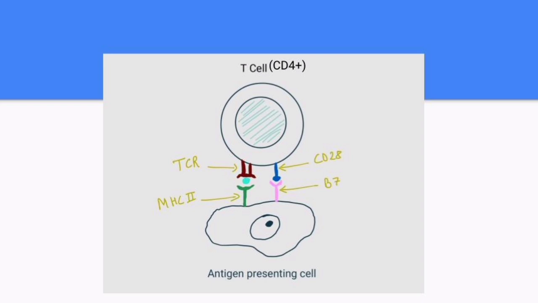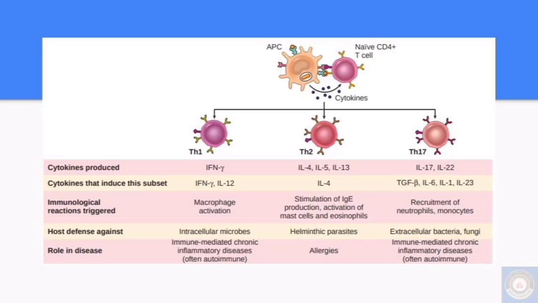In addition to the primary signal, there is a secondary signal or co-stimulation provided by molecules such as CD28 on T cells and their ligand B7 on antigen presenting cells. And after that primary and secondary signal, T cells get activated. After the primary signal and co-stimulatory signal are received with the interaction of antigen presenting cells and CD4 positive T cells, these cells get activated and change into effector T cells. Examples of effector T cells are Th1 cells, Th2 cells, and Th17 cells.